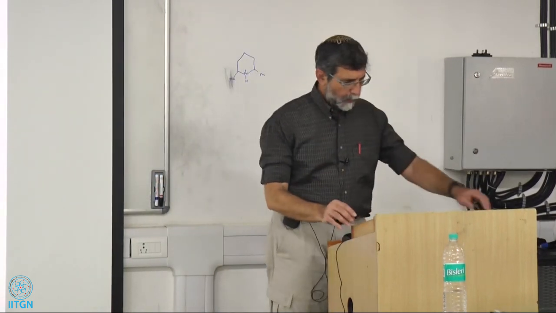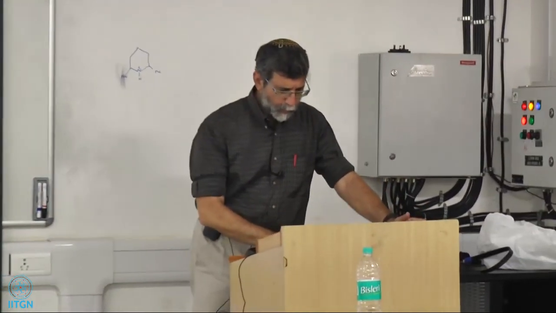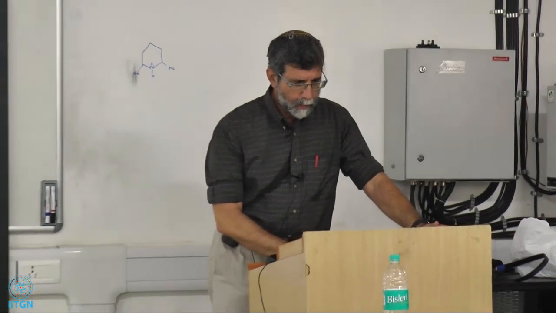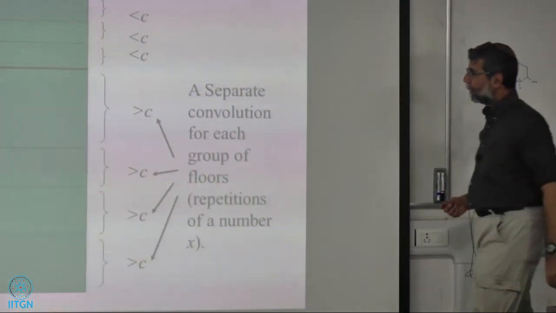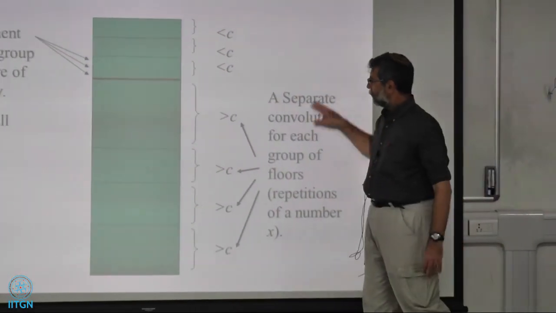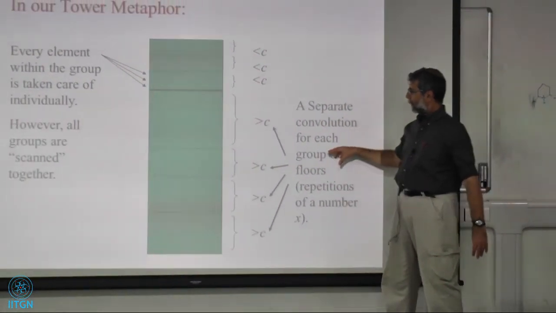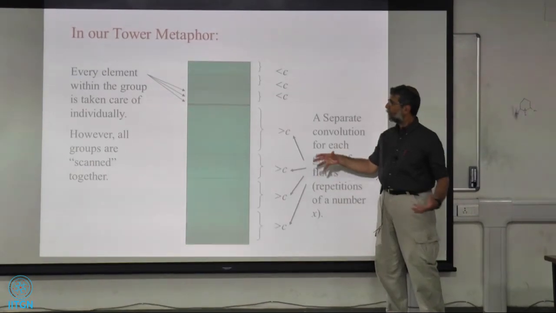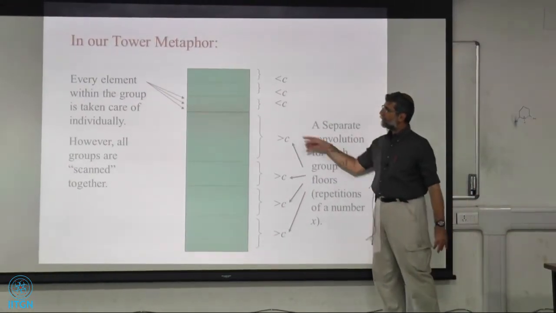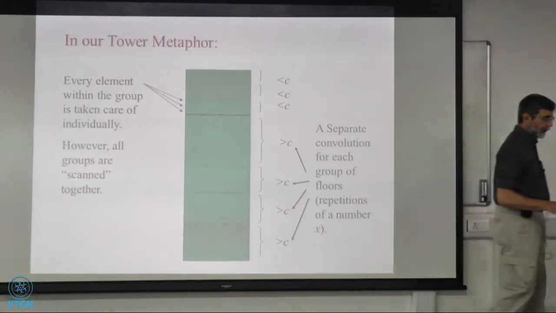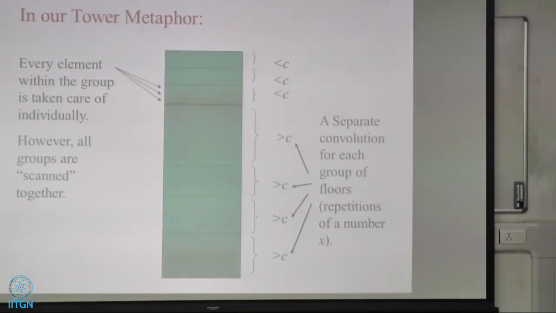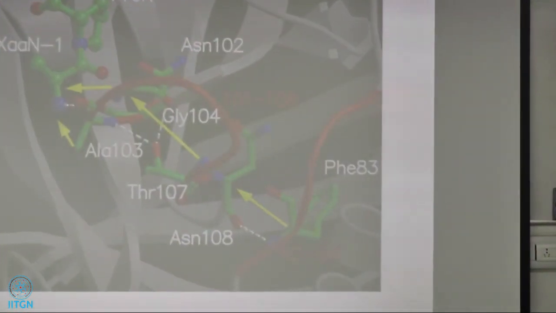Now, in our tower metaphor, what we had was we did a separate convolution for each group of floors. Those are the ones that are big. And then the elements within the group were taken care of individually. So that was in our metaphor, and that's why the square root of m somehow got there together.